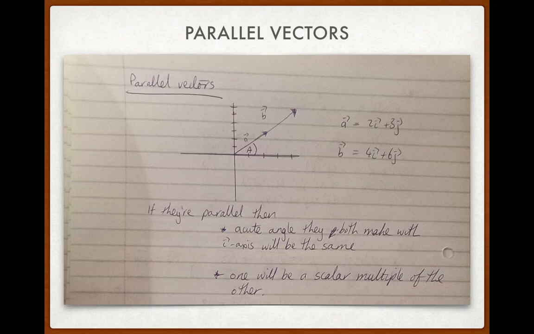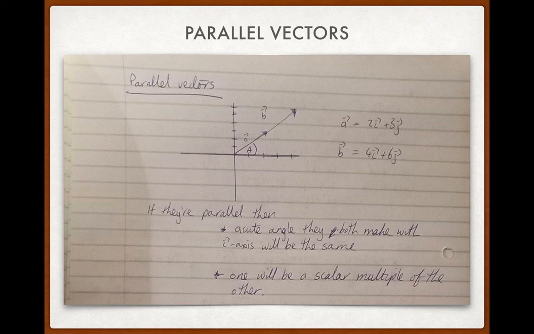So parallel vectors. Alright, I have an example pair of parallel vectors there. A is the vector 2i plus 3j, and B is the vector 4i plus 6j. And if two vectors are parallel, then either the angle that both of them make with the y-axis is the same, or the simpler way of looking at it is one of them is a scalar multiple of the other. And you can see that immediately there. If you multiplied A by 2, you'd get B, so they have to be parallel.